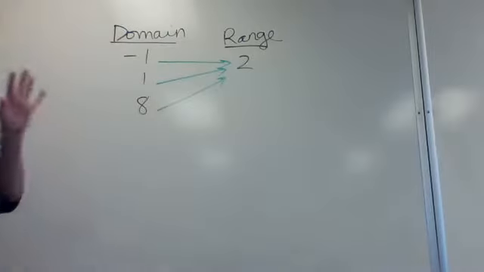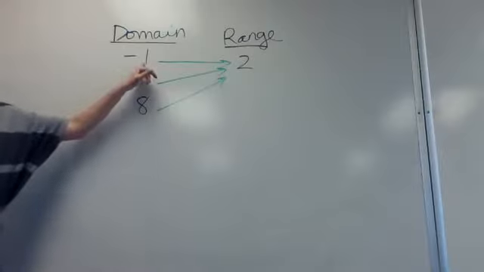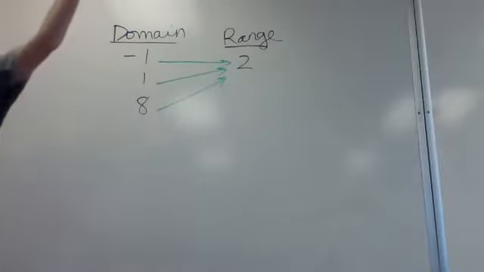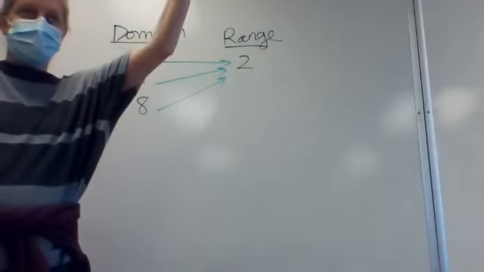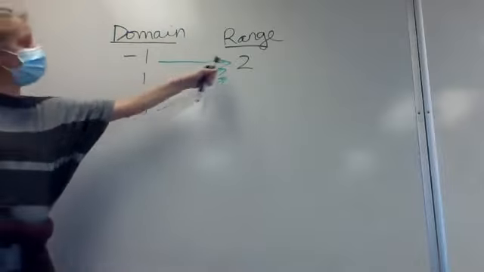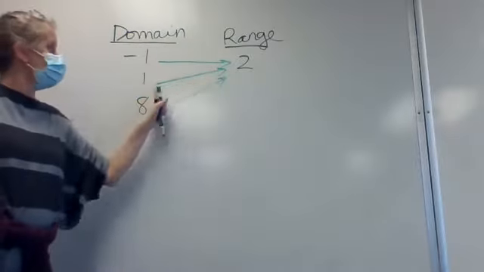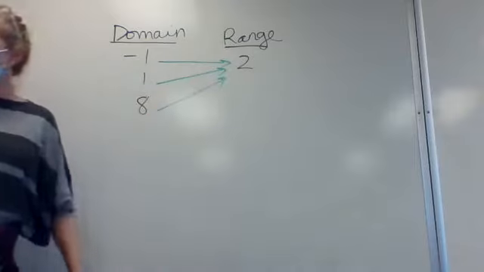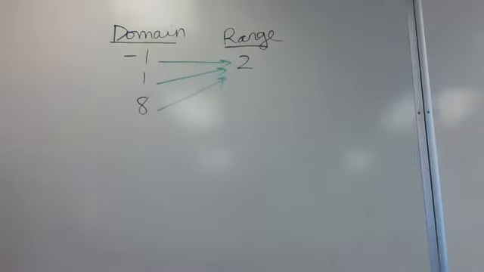and each one of those goes to 2, but don't let this fool you. The first thing you have to look at is your domain and see if anything in the domain goes to 2 separate numbers. Right, none of these do, right? No, -1 only goes to 1 number. +1 only goes to 1 number. And 8 only goes to 1 number, right? So that means, yes, it is a function.